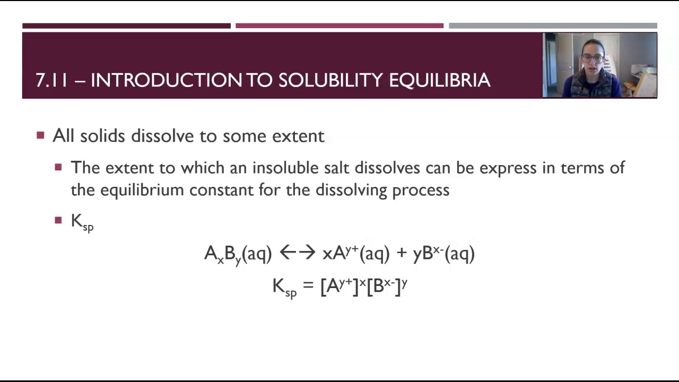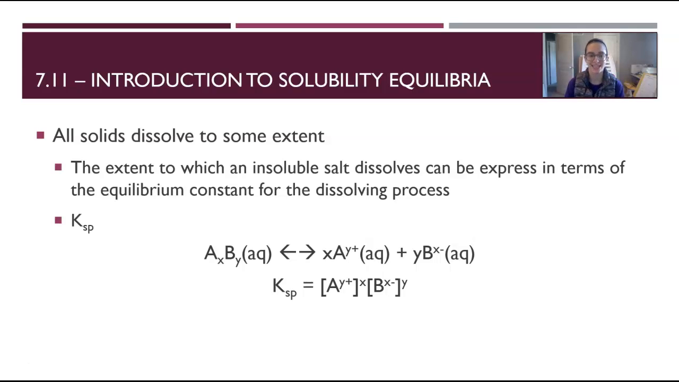So all solids dissolve to some extent. Up until this point, we've pretty much considered salts as soluble or insoluble. So they dissolve or they don't. But really, all solids are in equilibrium. So if we say that they're soluble, they just have a really high K value, which means that they greatly favor the ions or the products over the solid. Or if they have a very small K value, that means they favor the solid over the ions. So they favor the reactants over the products.